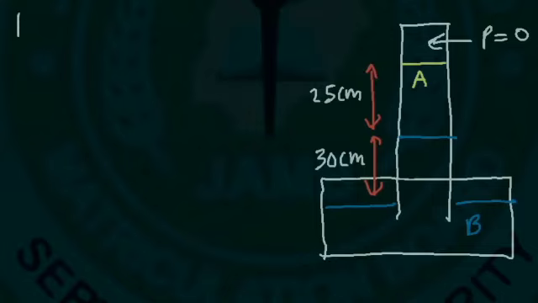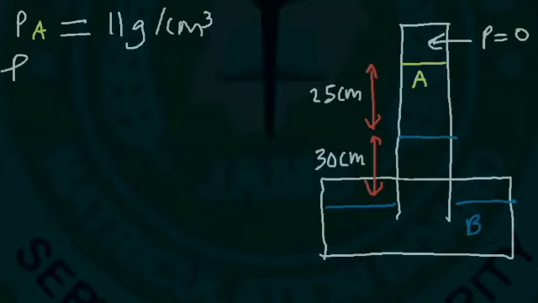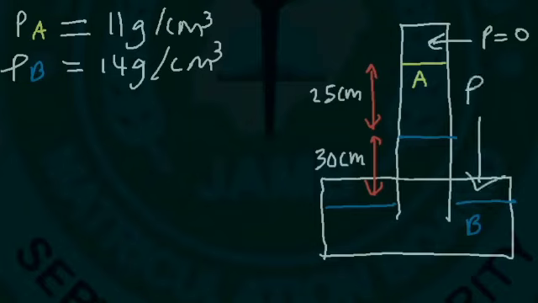And let's say that the density of fluid A is 11 grams per cubic centimeter, and the density of fluid B, let's say it's 14 grams per cubic centimeter. So with this information, what is the atmospheric pressure? How can you calculate it if you have two different fluids?